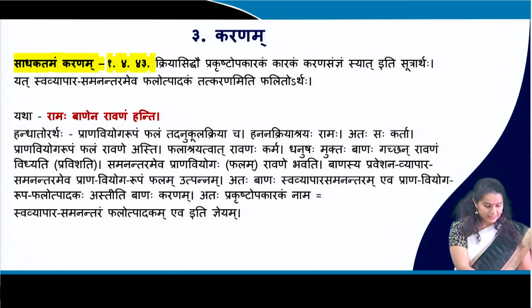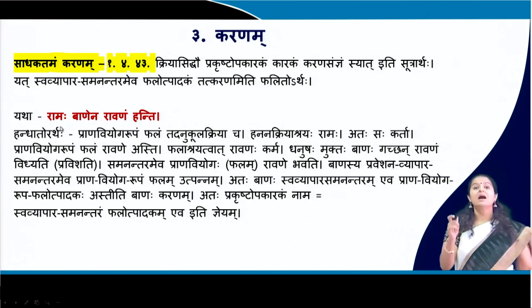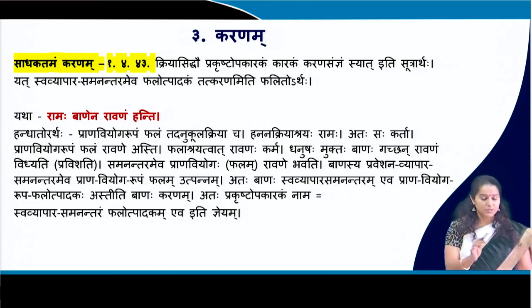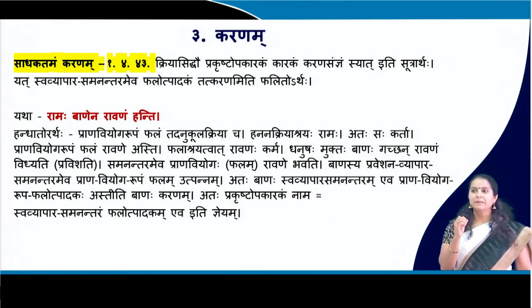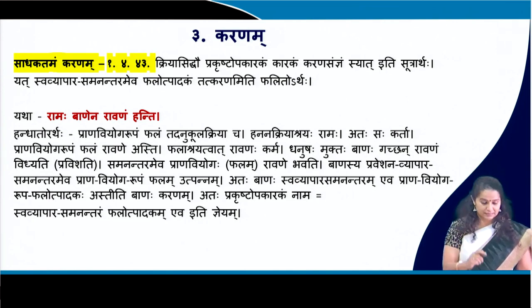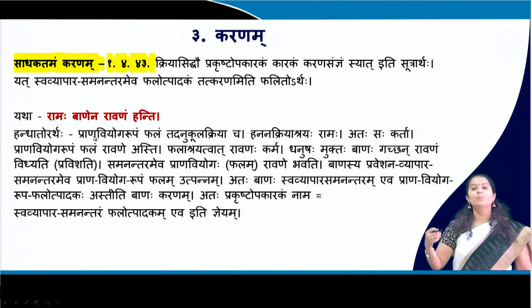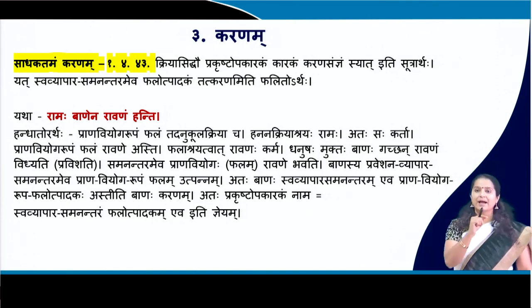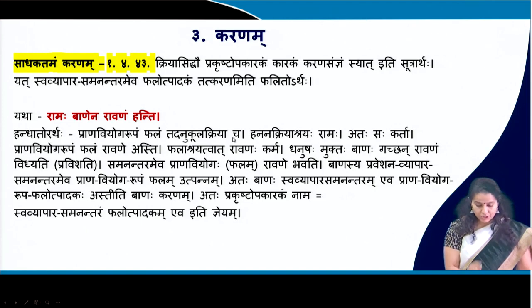Now let's see an example. Yatha Ramaha Banena Ravanam Hanti. So what is it saying? Rama, with the arrow, kills Ravana. Hanti dhatorarthaha. So what's the meaning of the han dhatu? According to you, what do you think is the fruit of the action of killing? You may say death, but there's an even more specific observation that is indicated here. It says Prana Viyoga Rupam Phalam. When the life leaves the body, that is the fruit, and Tadanukula Kriya, the action that will result in that fruit. Cha.